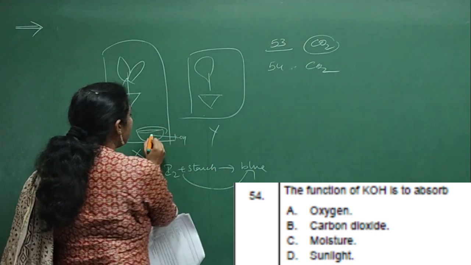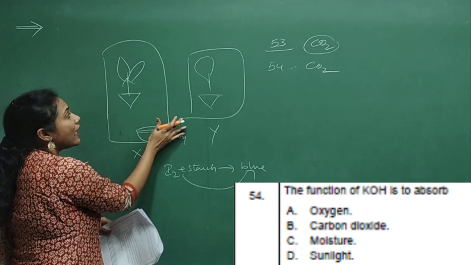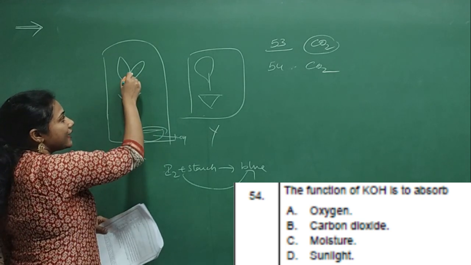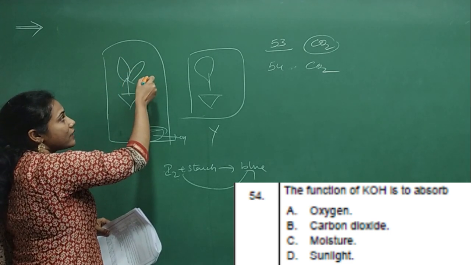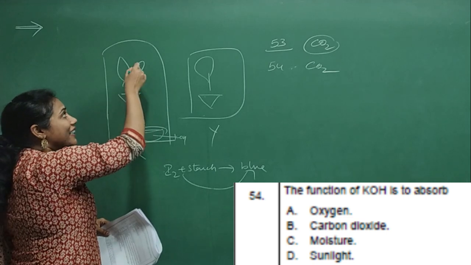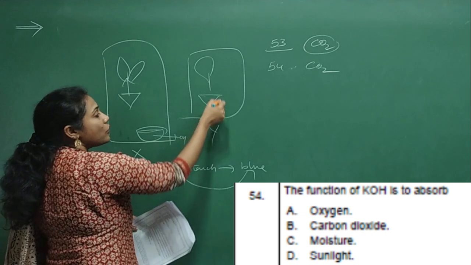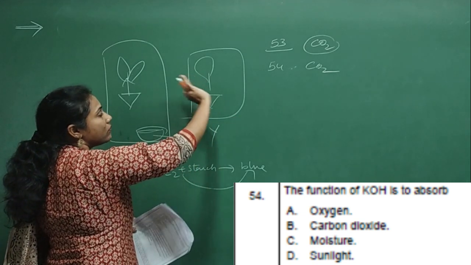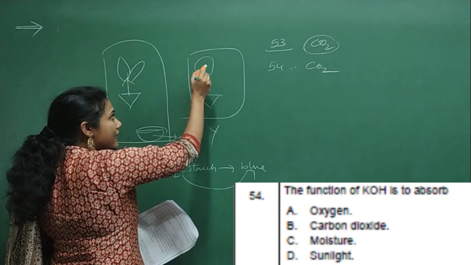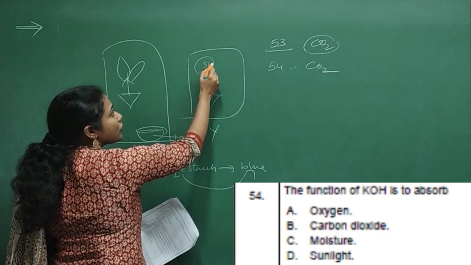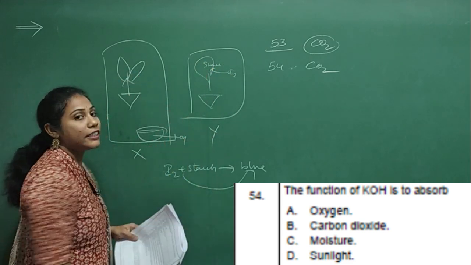So why did we keep KOH? It is to absorb any leftover carbon dioxide. If there is no carbon dioxide, definitely in the X case, this leaf will not have any starch. So on adding iodine to the leaf, you will not get any blue color. But here there is no KOH. That means it must have gone through photosynthesis and it must have had some amount of starch. So definitely on adding iodine, it gets converted into blue.